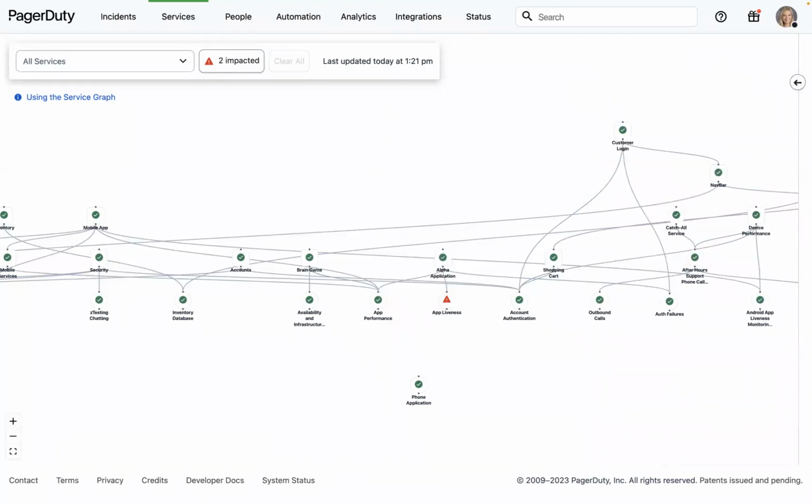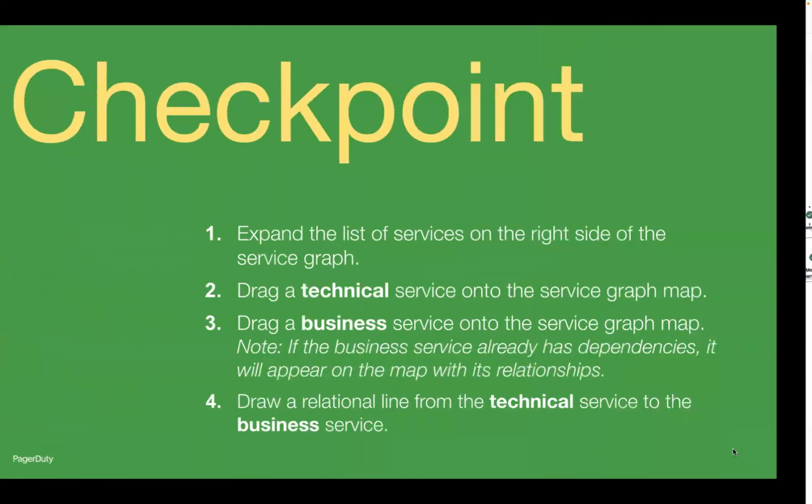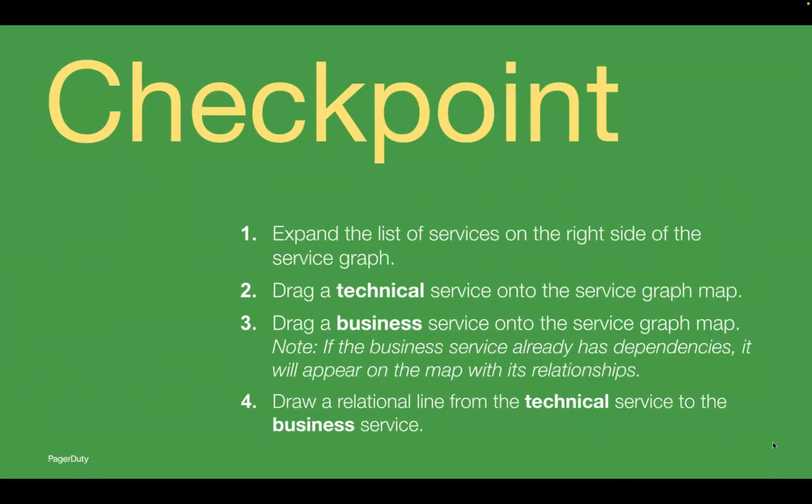So at this point, if you're following along with me, I do have a checkpoint activity for you. If you've created technical and business services, I now invite you to start connecting those services on the service graph map. Drag a technical service onto the map, drag a business service onto the map, and draw that relational line. I'll pause here, and now's a good time to pause in the recording as well if you would like to go ahead and take that activity.